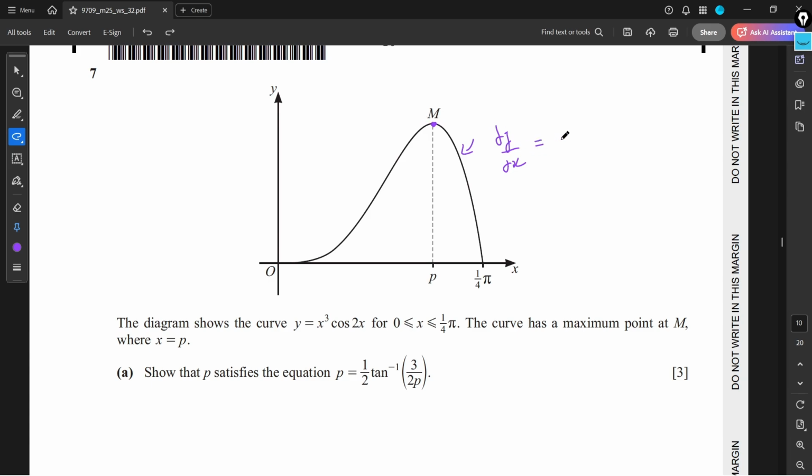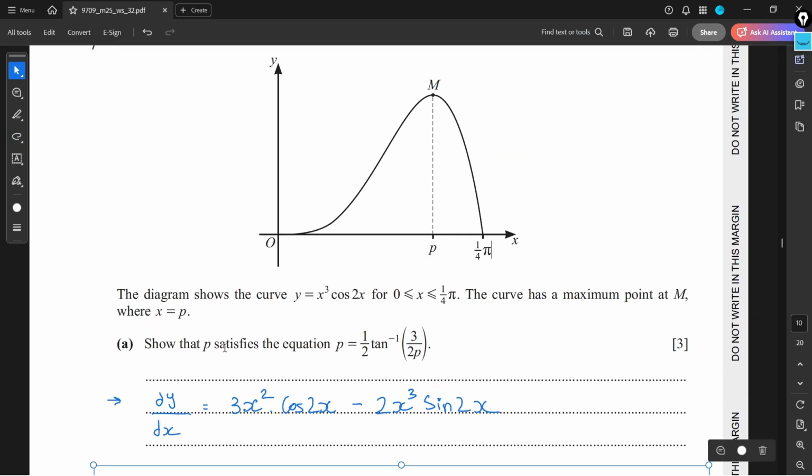So I'm going to equate the derivative of y to 0. And after that, because I know that at this point x also equals p, I'm going to substitute x equals p and then make p the subject of the formula such that I get this expression. So let me show you how I've done it over here.